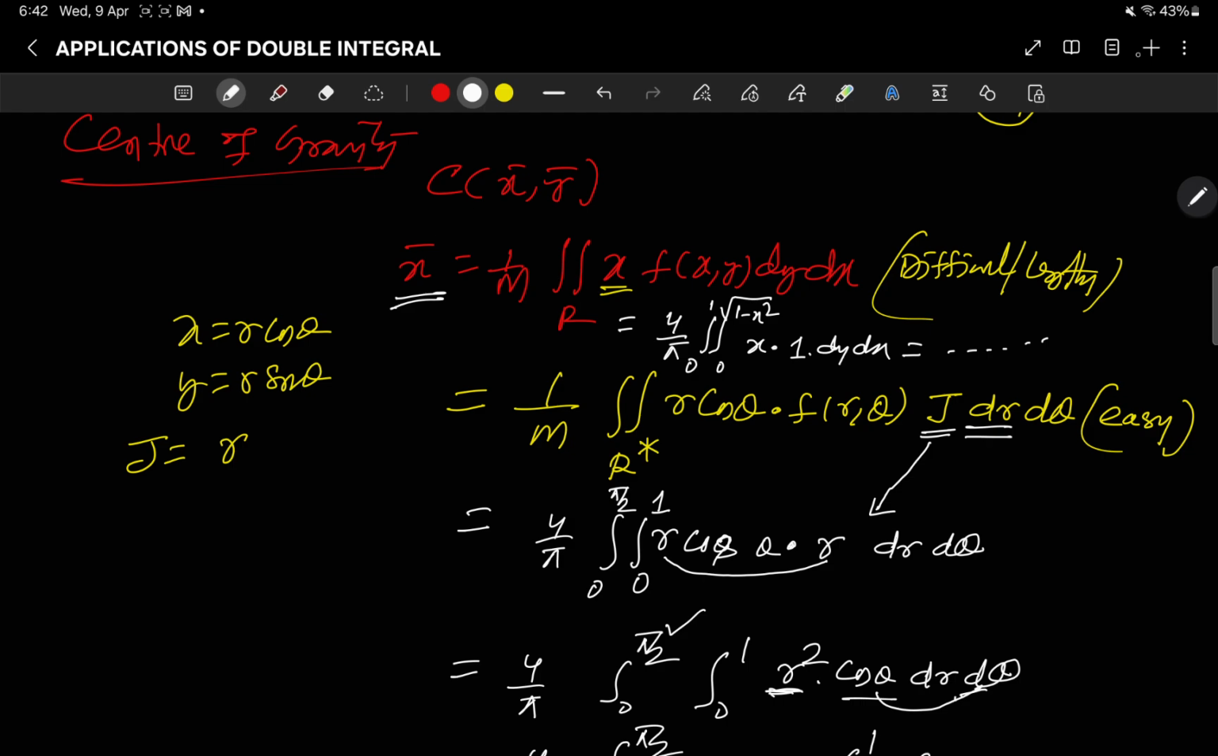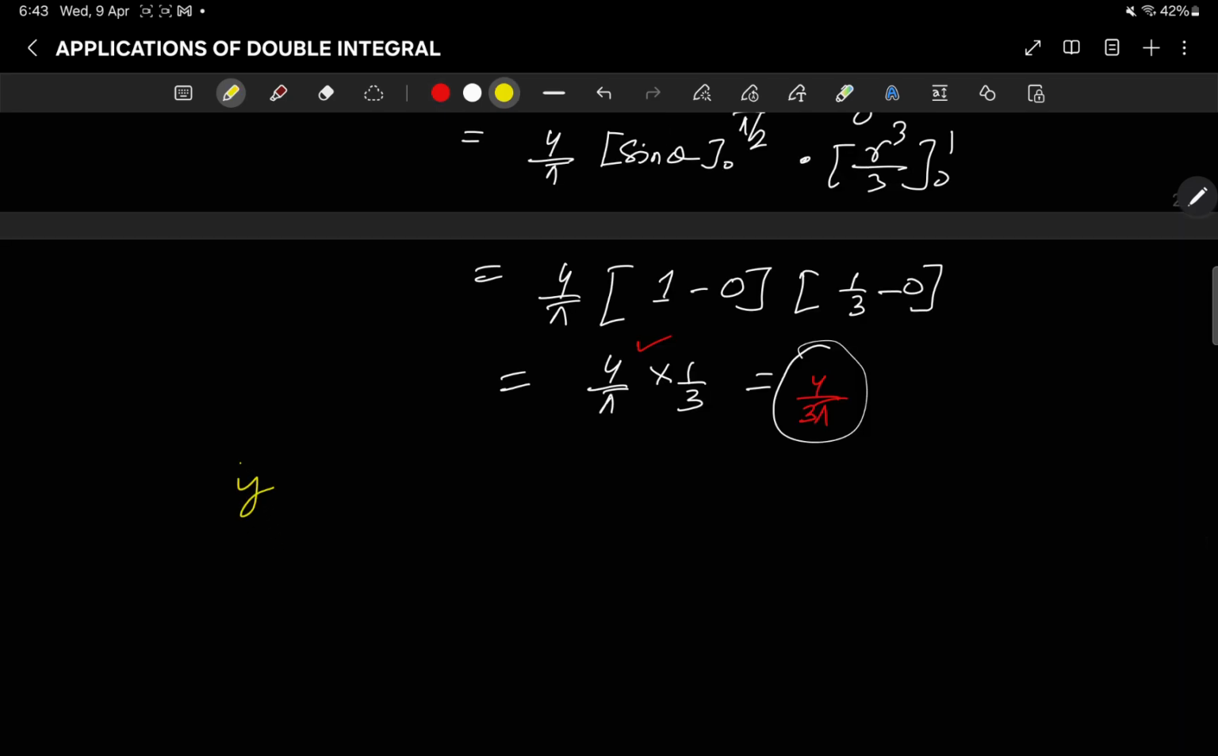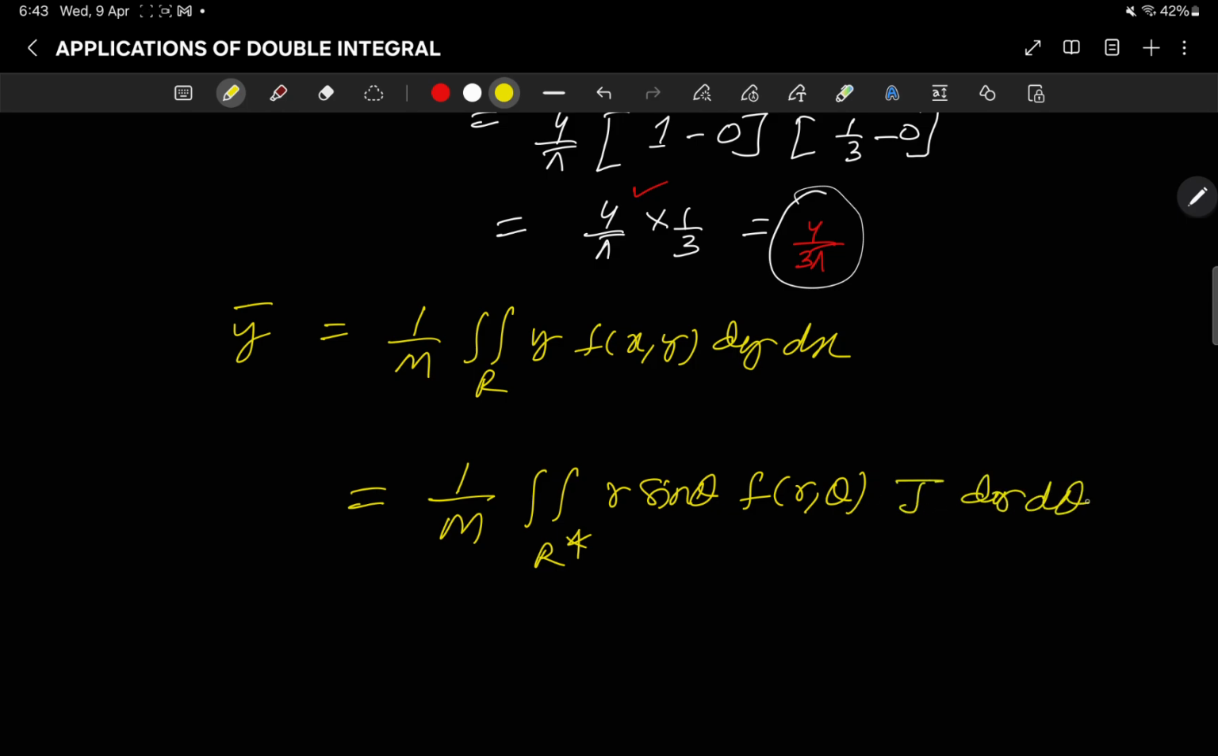Then coming to y bar, sorry, it is 4 by 3 pi. Accordingly your y bar will be 1 by m double integral y f(x,y) dy dx, and if you change the variable, 1 by m double integral, y is r sin theta, and it becomes f(r, theta), and Jacobian extra multiplied, it is dr d theta, right?